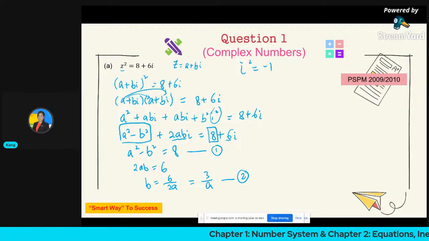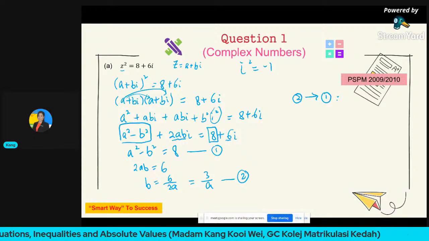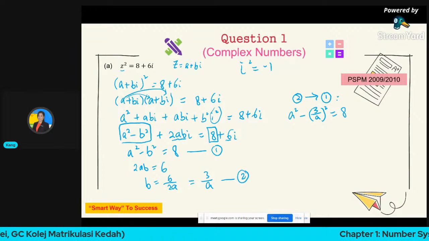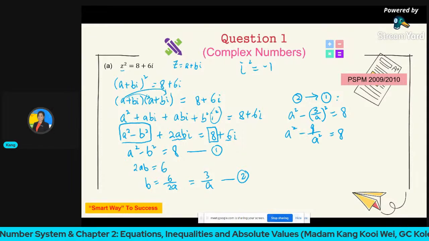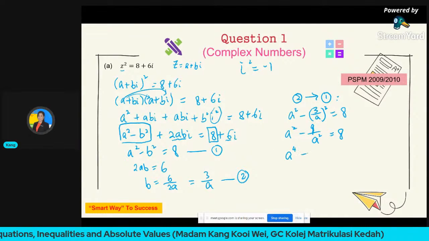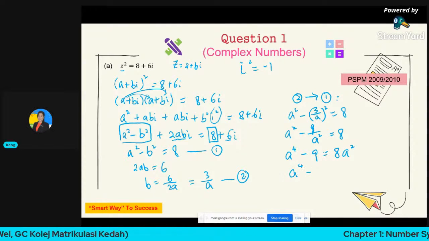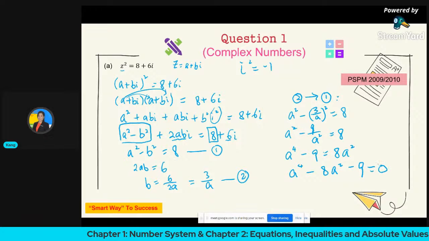Now we are going to solve equations 1 and 2 simultaneously to get the values of a and b. We need to substitute the second equation into the first equation. So a squared minus (3 over a) all squared equals 8. This one we expand. We will get a squared minus 9 over a squared equals 8. Then we times with a squared, we will get a to the power of 4 minus 9 equals 8a squared. Rearrange this equation, we will get a to the power of 4 minus 8a squared minus 9 equal to 0. It becomes a quadratic with the power of 4.